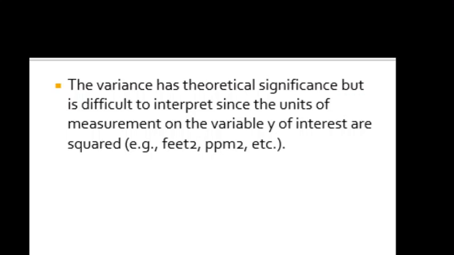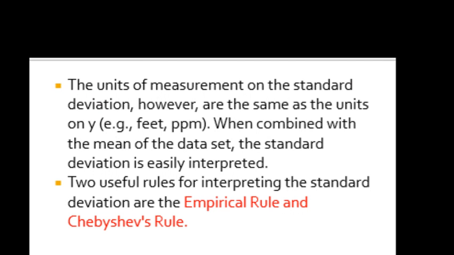The second measure is variance, and we've seen how to calculate it. But the problem with variance is that the units of measurement of variance is the square of the original data. So let's say if your data is in feet, then feet squared or ppm squared. So it's hard to interpret variance by itself. Therefore, we will typically use standard deviation as a means of describing the spread of the distribution. Standard deviation has the same unit as our original data or the variable y.